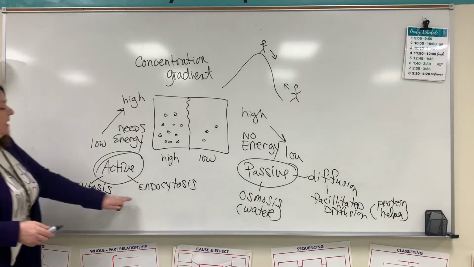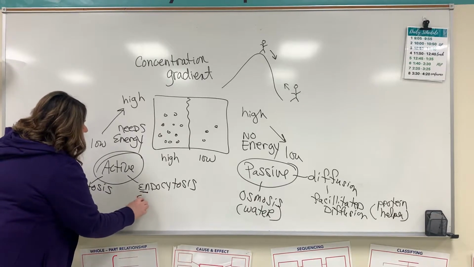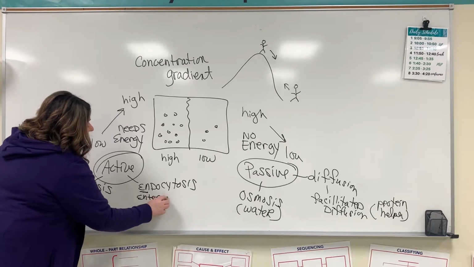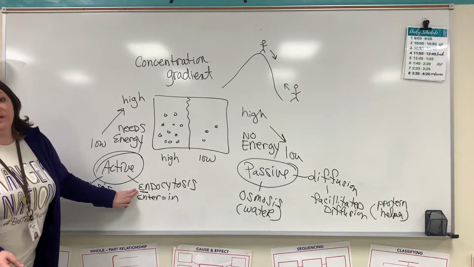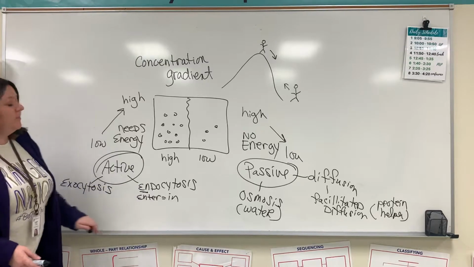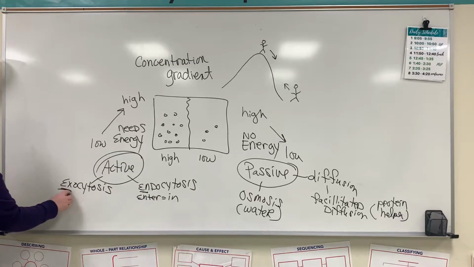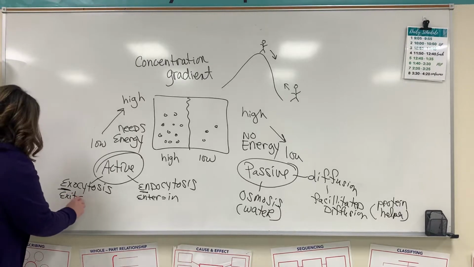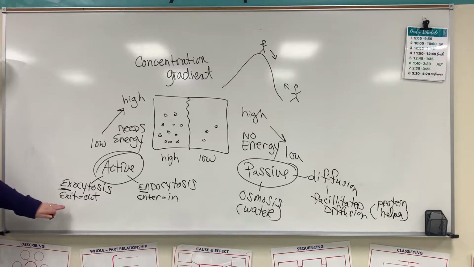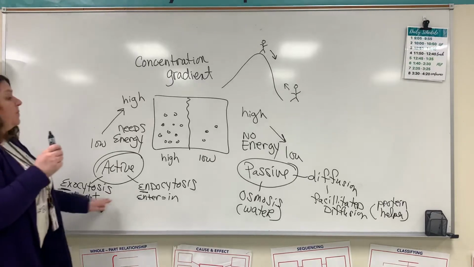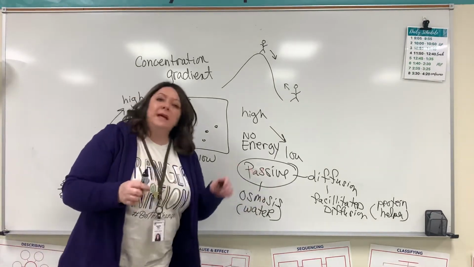Okay, now this endo sounds like enter. That means in, right? To enter a room, you go into the room. So endocytosis means that things are going into the cell. Exocytosis sounds like exit. And to exit, it means out. So exocytosis means things are going out of the cell, okay? So these are the big ones as far as what is happening.